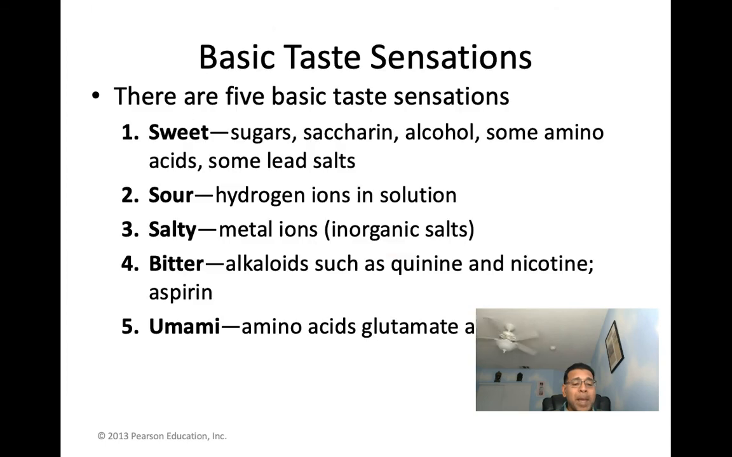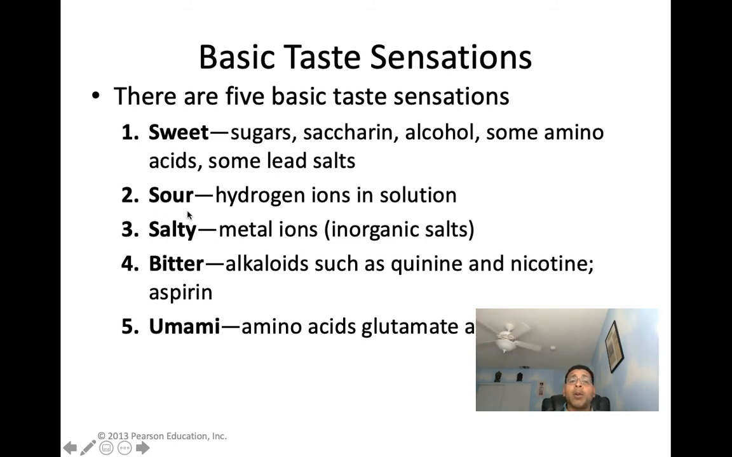Next, let's move to basic taste sensations. Now, all taste sensations can be grouped into one of the 5 groups. We have sweet tasting foods, sour tasting foods, salty tasting foods, bitter tasting foods, and the 5th, umami tasting foods. Now, we talk our sweet tasting foods that include sugars, saccharin, alcohol, some amino acids, and some lead salts.